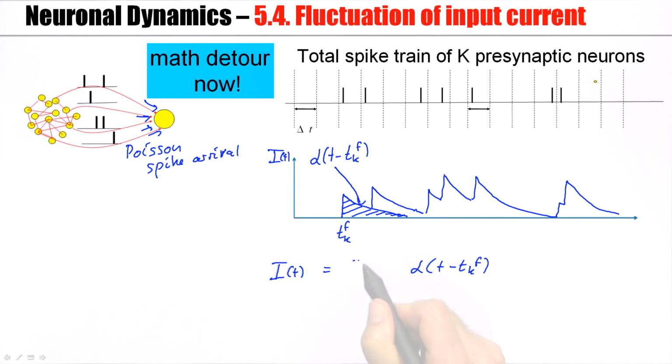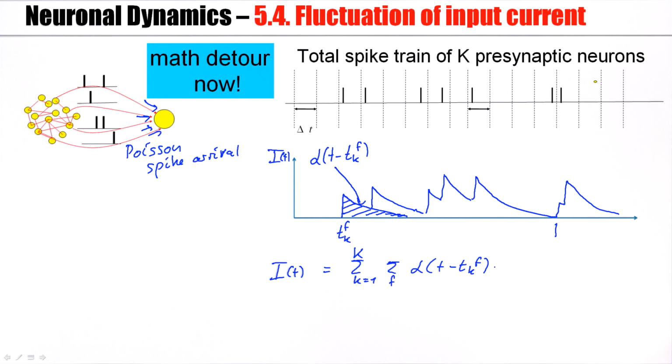I have to sum over the different neurons. I have K presynaptic neurons. And then each neuron may send out several spikes. So this might be the first spike of neuron k. Here might be the second spike of neuron k. I have to sum over all firing times of this neuron k.